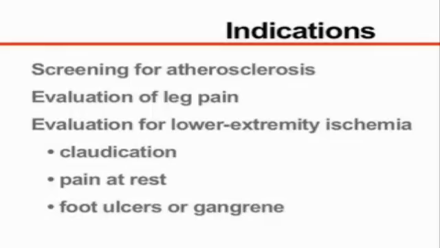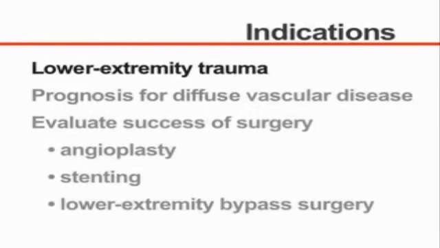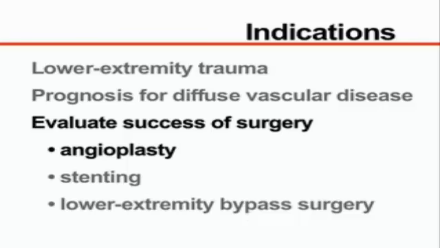Indications for measuring the ankle brachial index include screening for atherosclerosis, evaluation of leg pain, and evaluation of lower extremity ischemia. Consider lower extremity ischemia when there is a history of claudication, which may occur at the buttock, thigh, or calf levels, pain at rest, particularly in the foot, or foot ulcers or gangrene. In addition, the ankle brachial index is indicated in the evaluation of vascular compromise in patients with lower extremity trauma. It may also be useful to estimate prognosis in patients with diffuse vascular disease and to evaluate the success of an interventional or surgical procedure such as angioplasty, stenting, or lower extremity bypass surgery.